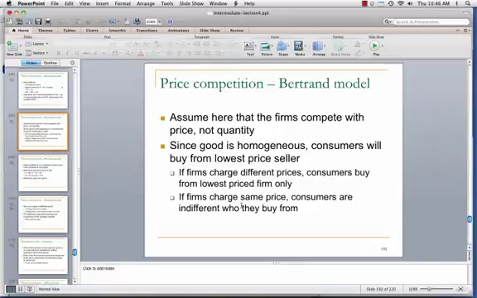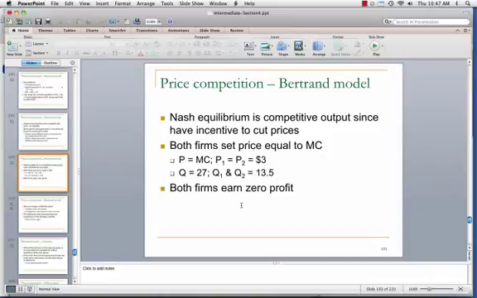But let's then actually try to determine what the price is going to be, right? Because that's really what the Bertrand model is all about. In this case, the Nash equilibrium is going to be the competitive output. It's going to be the Nash equilibrium with respect to the price. The price is going to have to equal the marginal cost. That would mean that the price for each of them would have to equal 3.